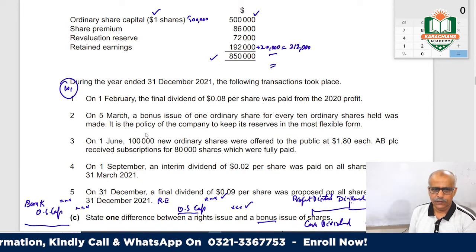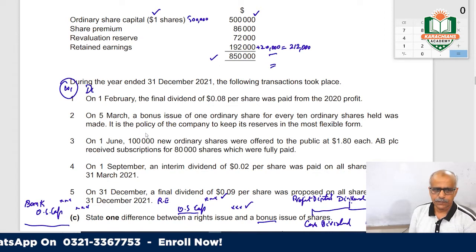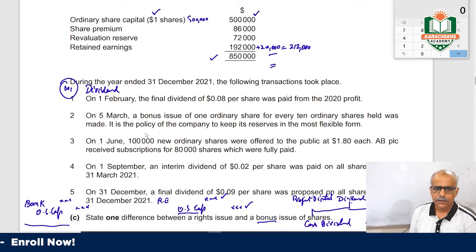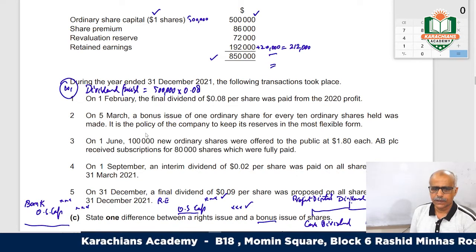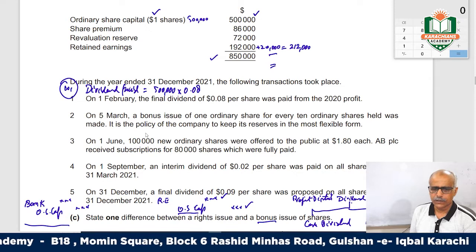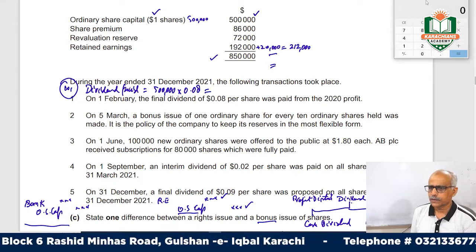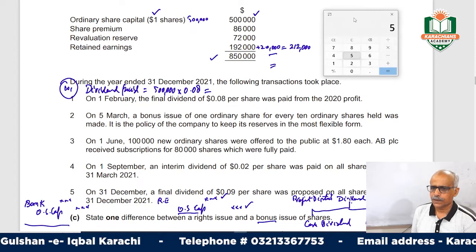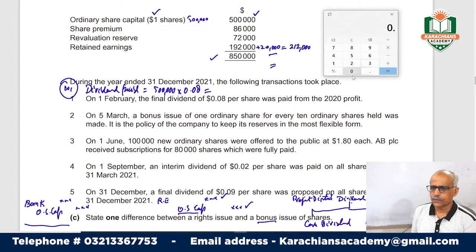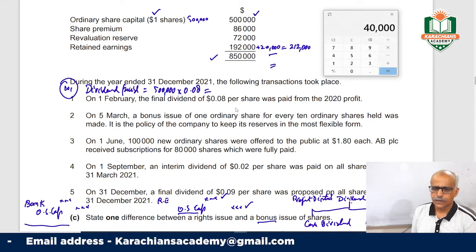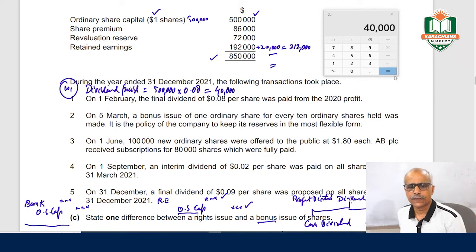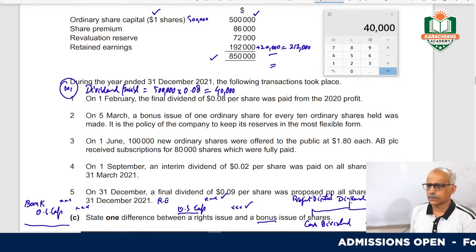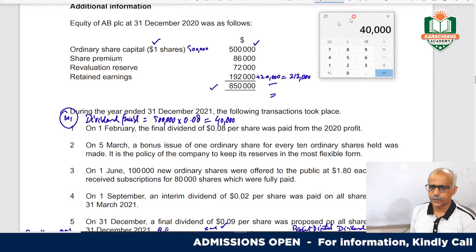So the dividend paid will be on 500,000 shares at $0.08. How much is this? 500,000 into 0.08 is 40,000. So 40,000 is the dividend you are paying.